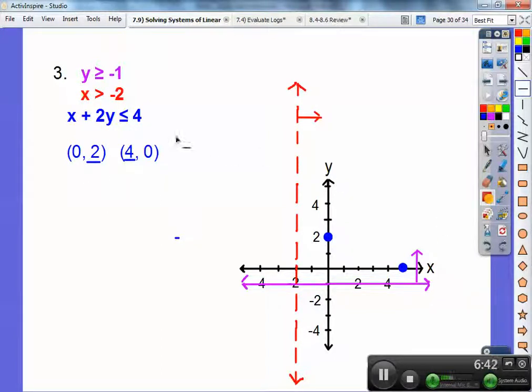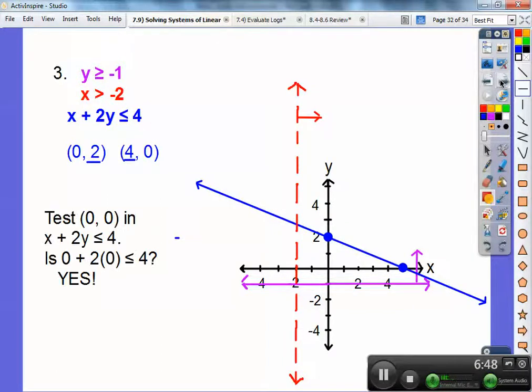I'm going to connect them with a solid line. Here we go, with a nice solid line, and then plug in (0, 0). Is 0 plus 2 times 0 less than or equal to 4? That would be yes. So remember, it's above the purple. It's to the right of the red, and it's below, because (0, 0) works, it's below the blue. So it's in this little, looks like a right triangle right here. Okay, so I'm going to shade in that little right triangle, and that's my final answer.